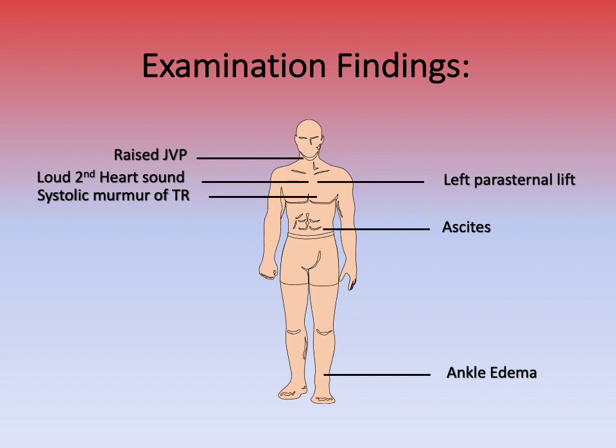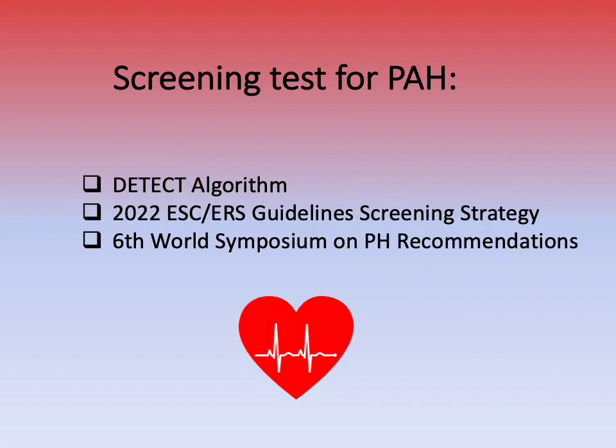On general physical examination, you will find a raised JVP and ankle edema, and on systemic examination, a left parasternal lift, loud second heart sound, systolic murmur of tricuspid regurgitation, and ascites. A variety of screening tools are available for PAH associated with systemic sclerosis. These include the DETECT algorithm, the 2022 ESC/ERS guidelines screening strategy, and the 6th World Symposium on PH recommendation.